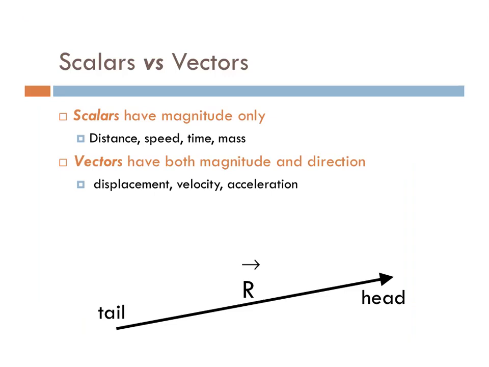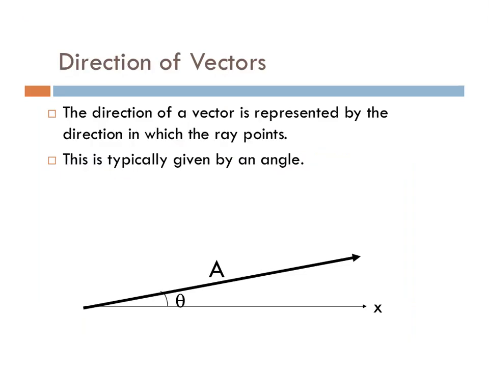Vectors have both magnitude and a direction. So vectors that we've seen before have been displacement, velocity, and acceleration. Again, a vector is going to have a head and a tail. The head is going to be represented by the tip of the arrow, and the tail will just be the other end of the arrow. The direction that the arrow faces is going to tell us a little bit more about the angle of our vector.